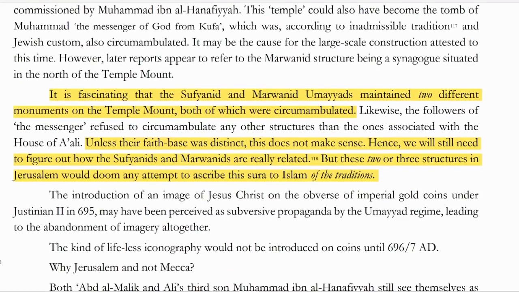It is fascinating that the Sufyanid and Marwanid Umayyads maintained two different monuments on the Temple Mount, both of which were circumambulated. Likewise, the followers of the Messenger refused to circumambulate any other structures than the ones associated with the house of Ali. Unless their faith base was distinct, this does not make sense. Hence, we will still need to figure out how the Sufyanids and the Marwanids are really related, but these two or three structures in Jerusalem would doom any attempt to ascribe the surah to Islam of the traditions.